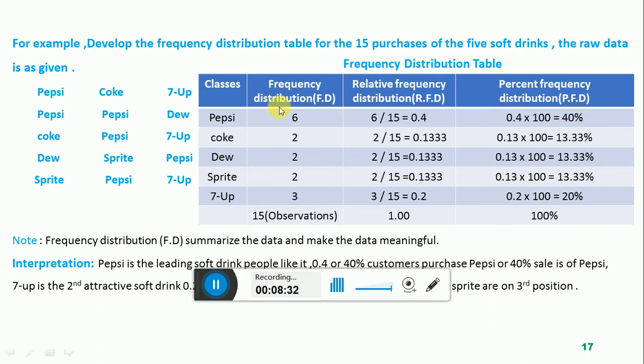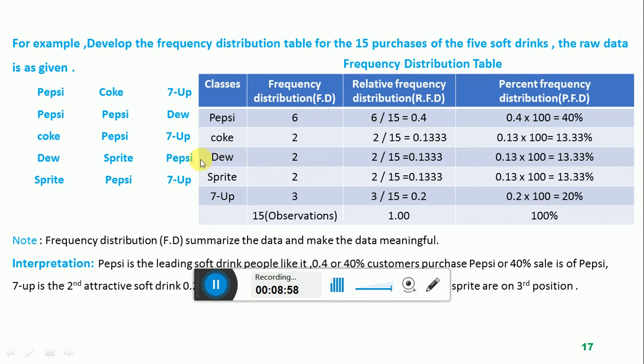That is why the frequency of the class Pepsi is 6 in this data set. Now Coke: again we will count the number of occurrences of Coke in the raw data set. So 1, 2. Coke occurs twice. So the frequency of Coke is 2.